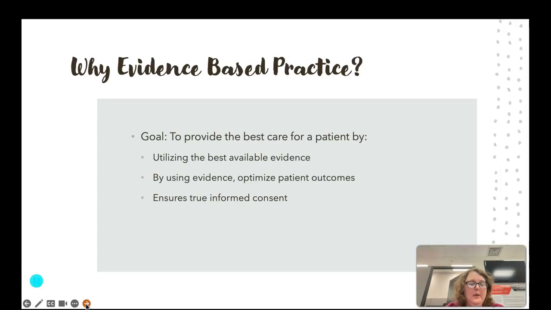The reason why we use evidence-based practice is to provide the best care for a patient by utilizing the best available evidence to optimize patient outcomes and to ensure true informed consent, because we can truly educate the patient regarding the chances that the treatment will work versus if the treatment will not work.